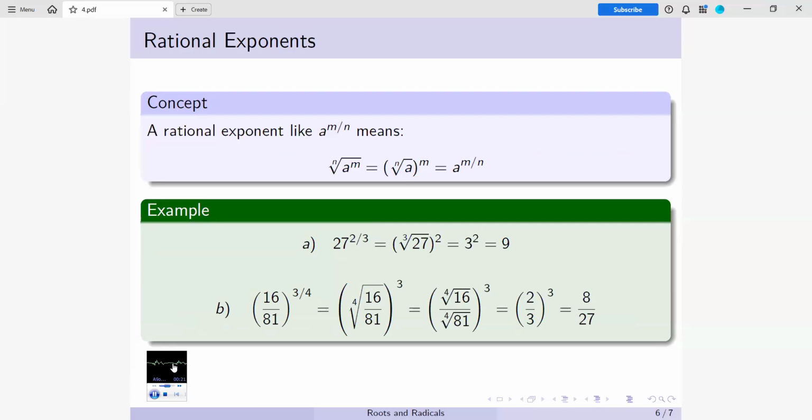One way to remember it is this. The foundation is the root. So the denominator determines the root's index. Rational exponents may look scary, but they're just radicals in disguise. Same math. Different outfit.